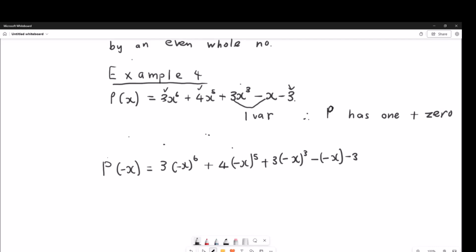From our experience with multiplying negatives by odd and even numbers, we know that this here will just be 3x to the 6. The next term will be minus 4x to the 5. And the next term, minus 3x cubed. Minus 4x, because minus times a minus times a minus, 5 times, is minus 1. Sorry there, guys.